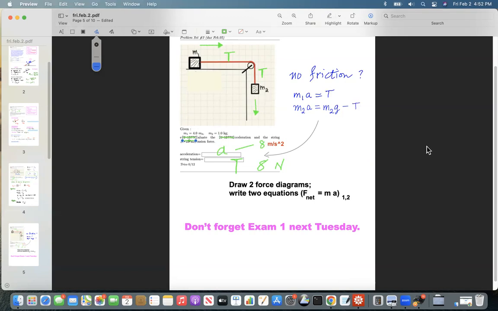I think this would be the complete answer for these numbers. Now, your numbers may be different. This is for 1 kilogram and 4 kilograms. Your numbers might be different. The way LON-CAPA works is it gives each student different numbers.